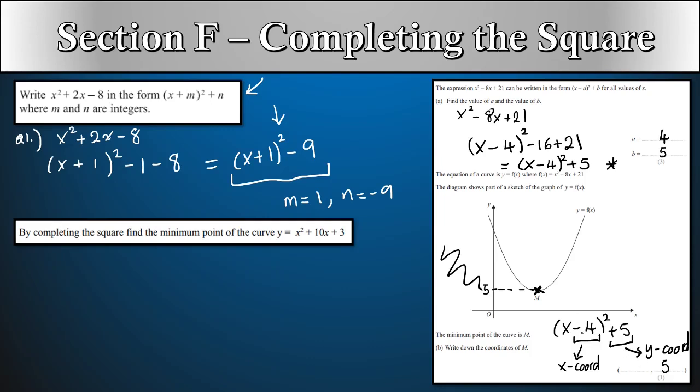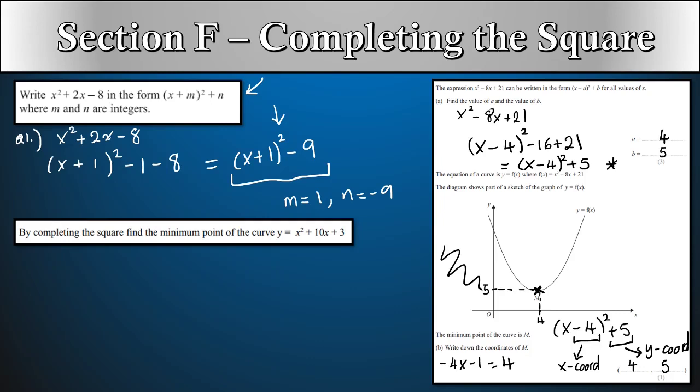The x coordinate is this value here times by minus 1. So minus 4 times minus 1 is 4. So my x coordinate is 4. Okay, so we're 4 units along. Okay, so 4, 5 is our coordinates for M.